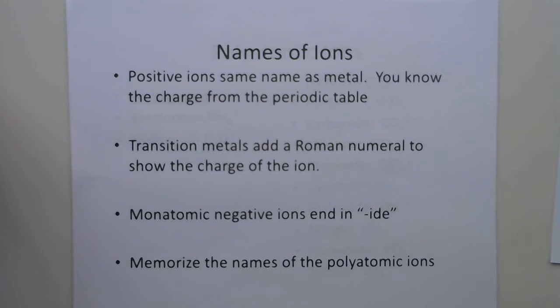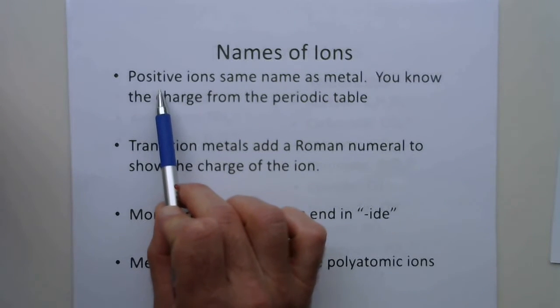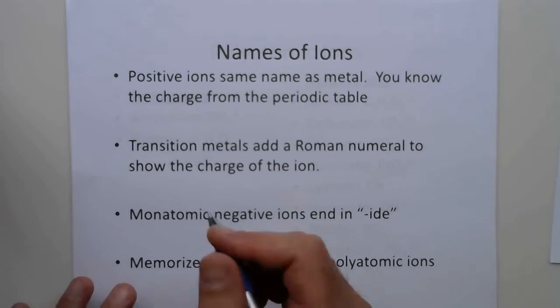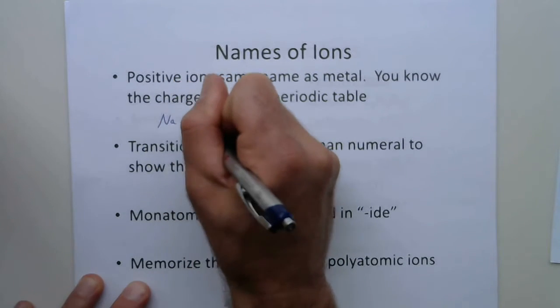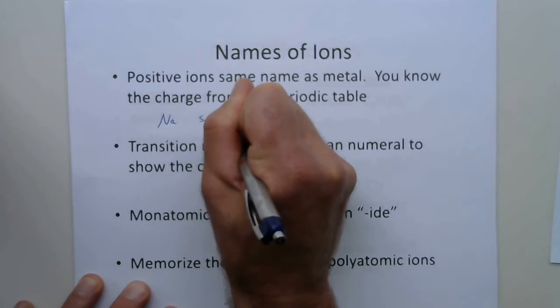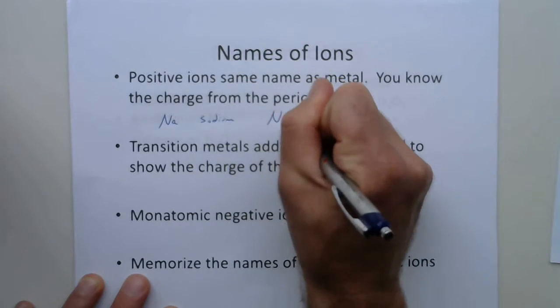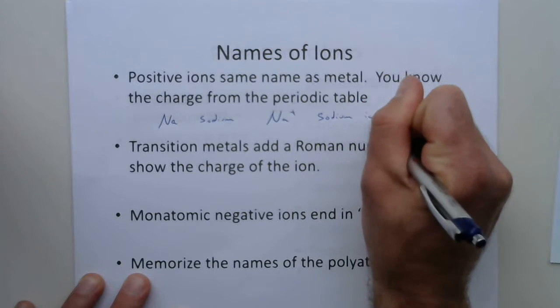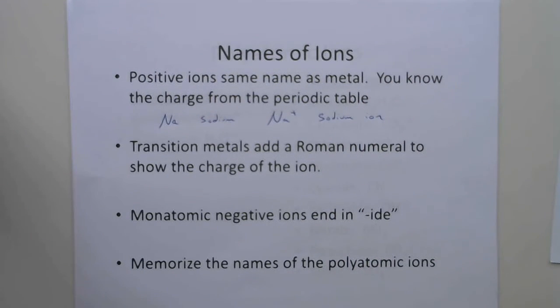So first we're going to learn to name the ions, and then we'll use that to name ionic compounds. We'll start with the positive ions, the cations. They're just going to have the same names as the metals they come from. So Na is just sodium. And then Na with a +1 charge is called the sodium ion. So all of the metals, their names will just stay the same, and it'll just be an ion.